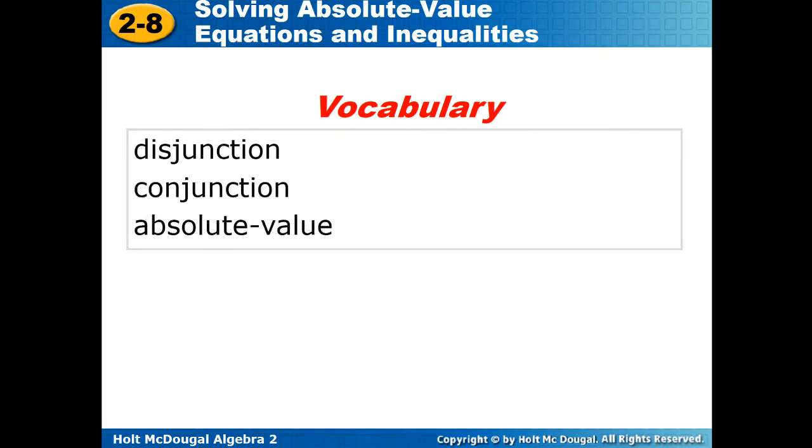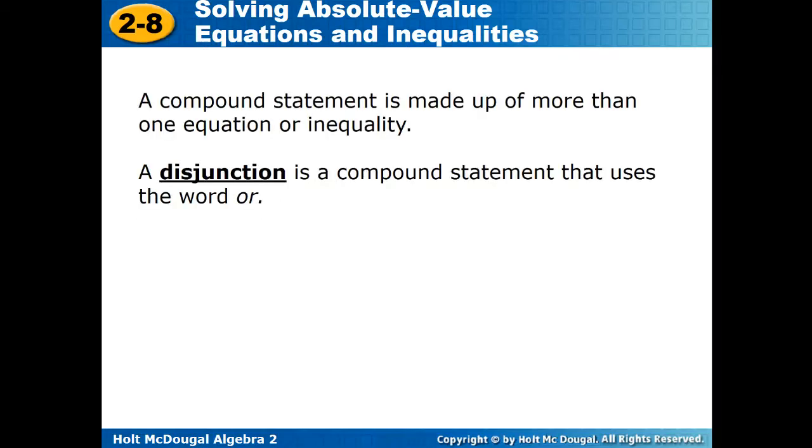All right, you have 3 vocabulary words that you're going to learn for this lesson. The first one is disjunction. The second one is conjunction. And then the last one is absolute value. You probably are familiar with those words, but let's get going with them.